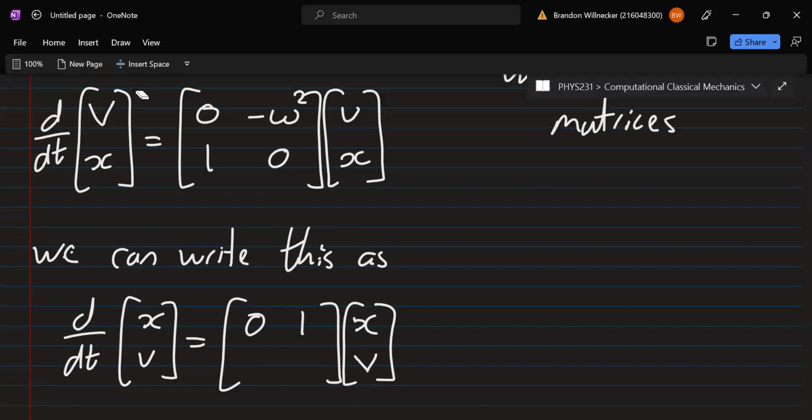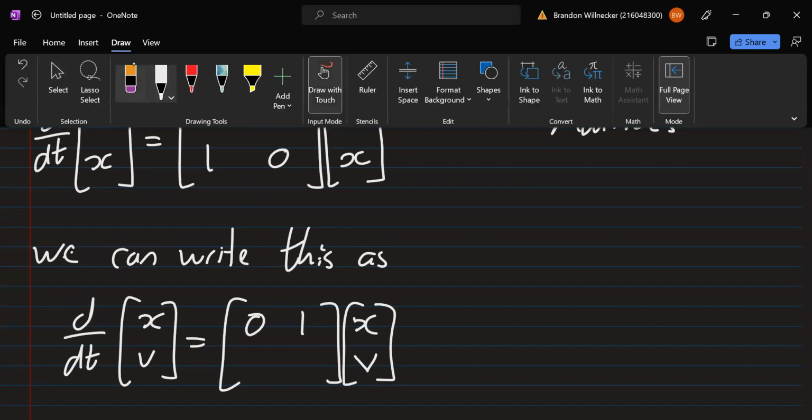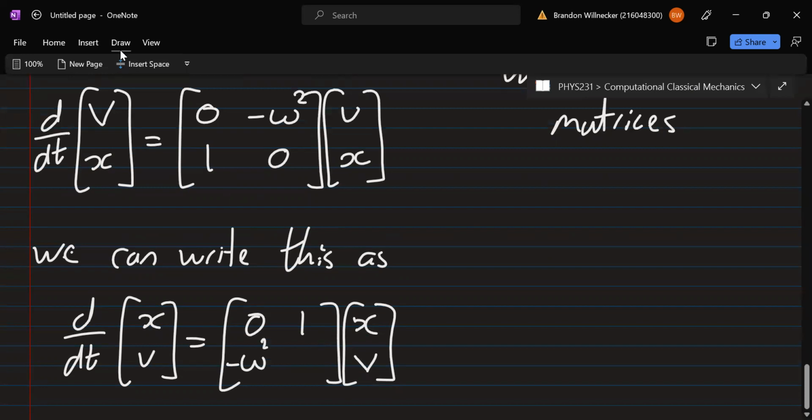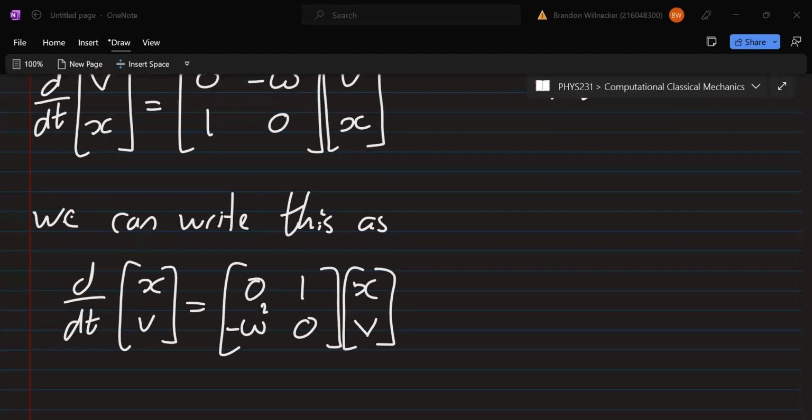That goes the other way around. Okay, so we have this here. So dx by dt, that's going to be v, and dv by dt, that's going to be minus omega squared x.